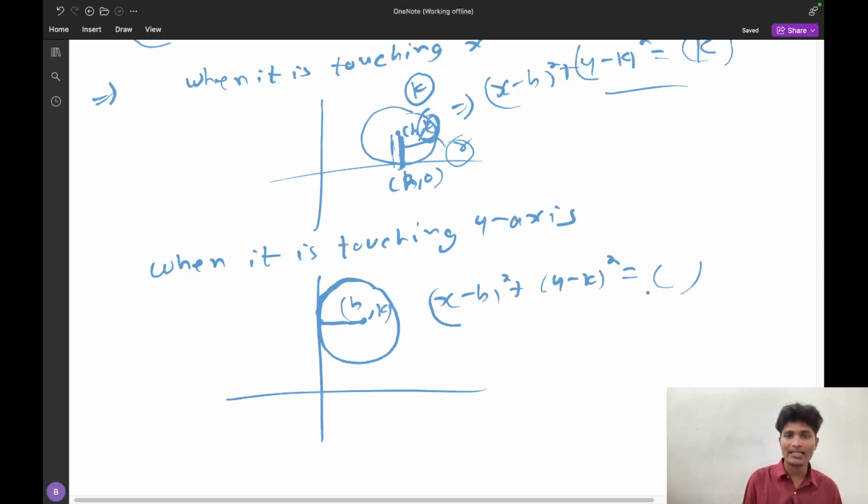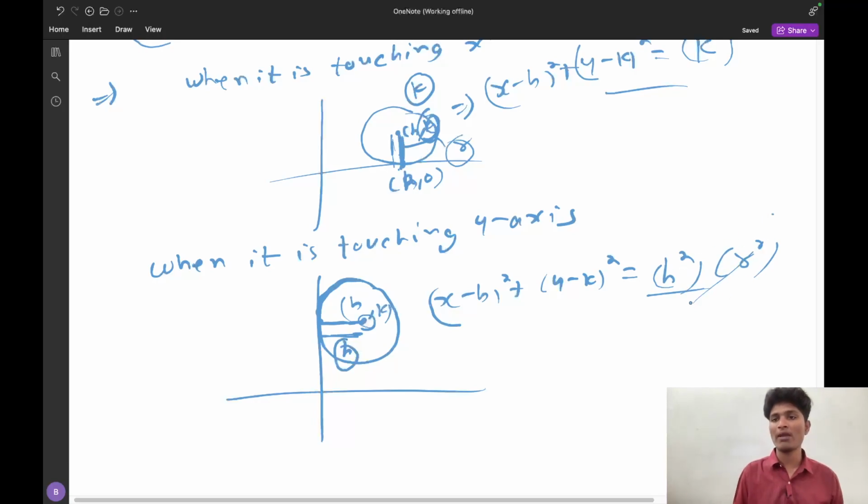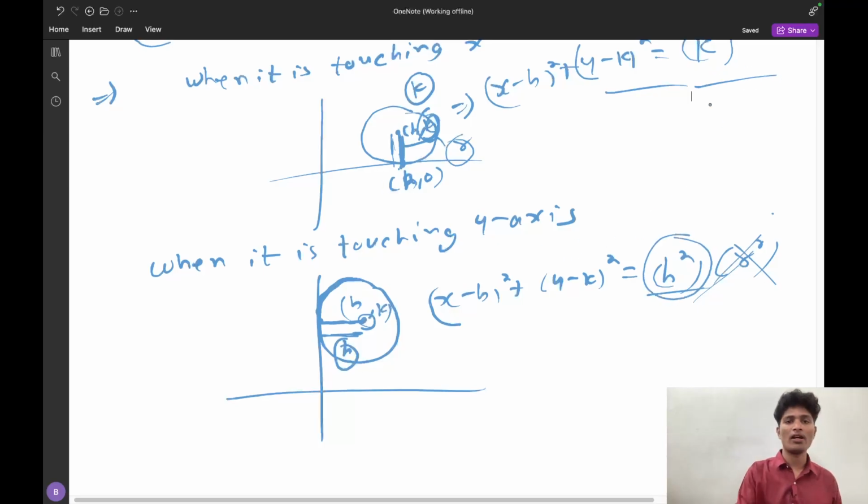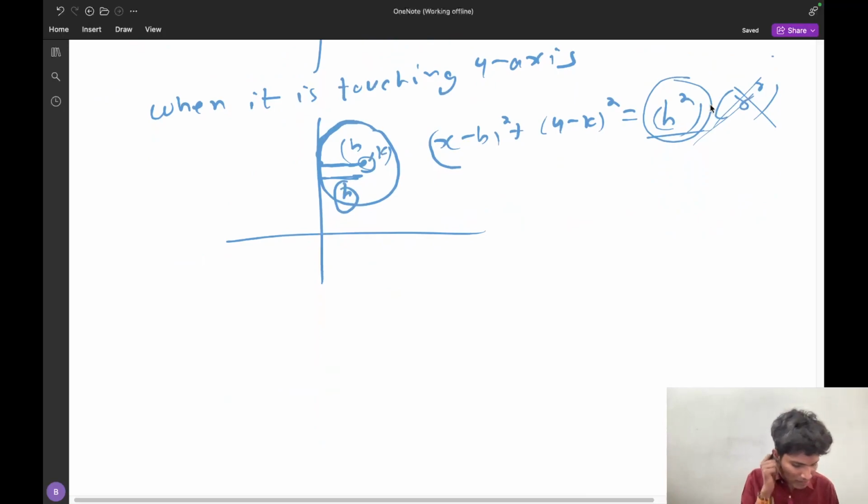But what is the radius here? The radius is how much you have moved to get the center. How much have you moved? You have moved h units. So it will be h square. It is the radius. There is no need to take r square again. Now we have reduced the variable. That is, one variable has been reduced and we have taken h square. So this is a simplification we have done. And touching the x-axis and y-axis is completed.